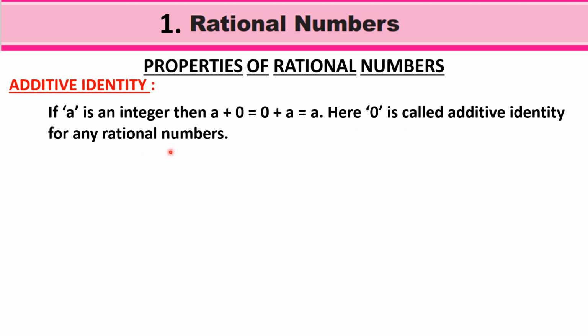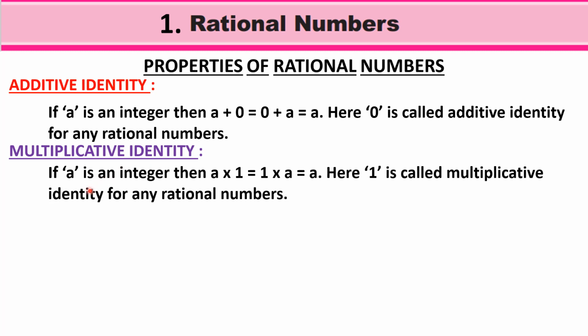Right? So let us see one more identity, that is multiplicative identity. What is that? Multiplicative identity. If a is a rational number, then a into 1 equals 1 into a equals a. Here 1 is called multiplicative identity for any rational number. Look at that. When we multiply any rational number by 1, or 1 by any rational number, it stays the same, the number itself. So here 1 is acting like an identity. That's why 1 is called multiplicative identity for any rational number.